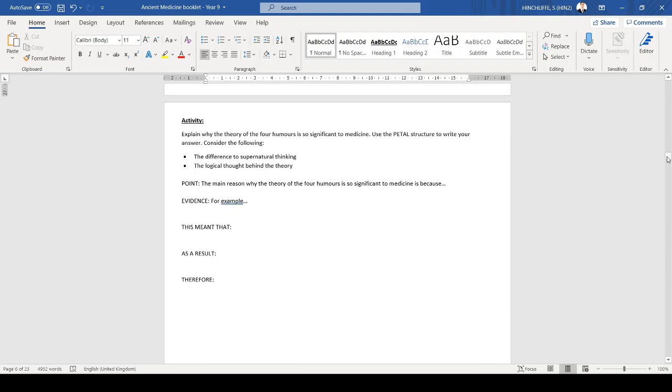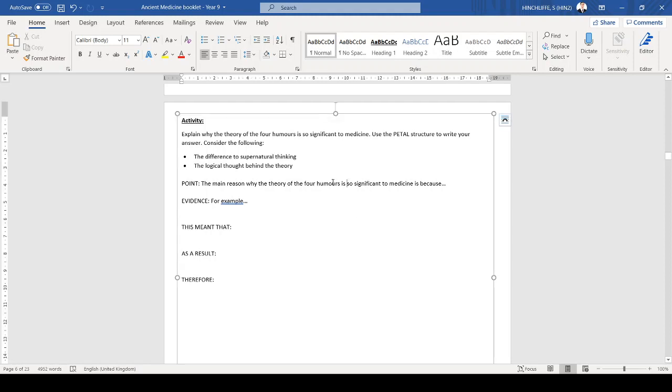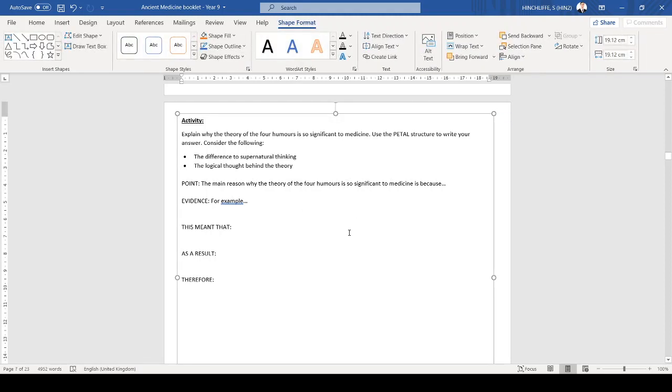So I've already alluded to why it was important. And we want to use the petal structure, which we've introduced to you this year. I've changed this up just so I can write on it. Your document has lines for you to write on if you printed it. But if you haven't, just delete the lines. This is in a text box, so you can just write within this box.